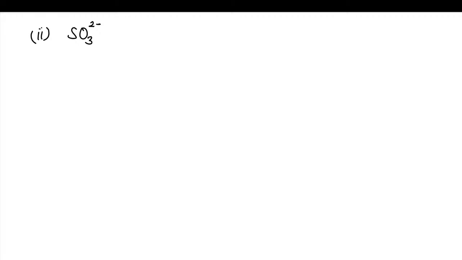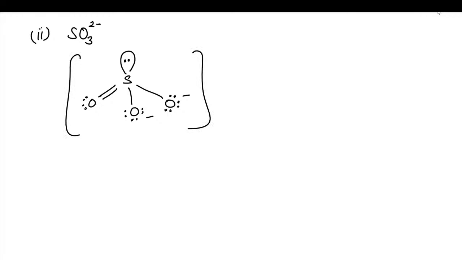Trigonal pyramidal. Very good, beta. Actually, in SO3 2 negative, there is one lone pair and 3 bond pairs, so it should be like this. Shape is pyramidal, or we can say trigonal pyramidal, due to the presence of a lone pair of electrons, right?